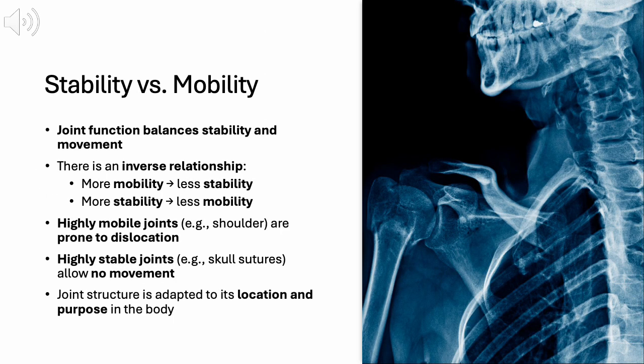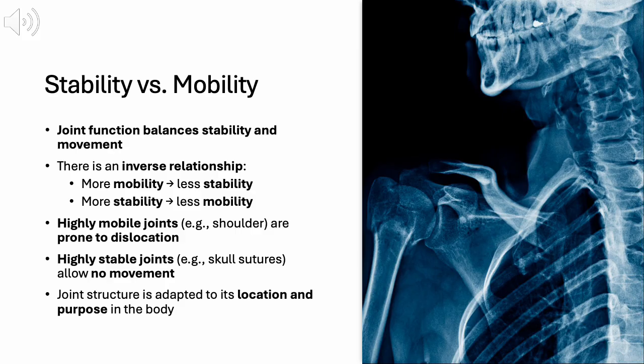This slide focuses on one of the key concepts in joint anatomy: the trade-off between mobility and stability. Joints need to strike a balance between these two properties depending on their function and location. For example, the shoulder joint is one of the most mobile joints in the body, allowing for a wide range of motion: rotation, lifting, reaching. But because of that mobility, it is also less stable, and that's why shoulder dislocations are relatively common.